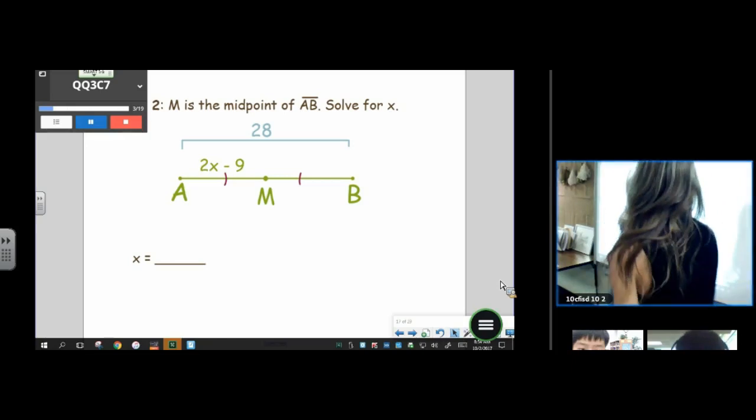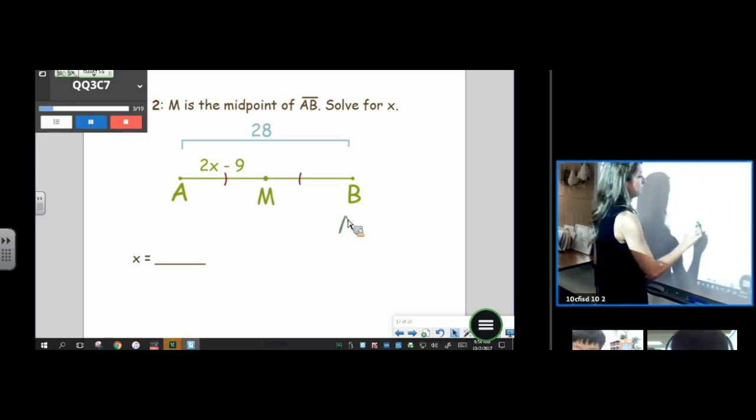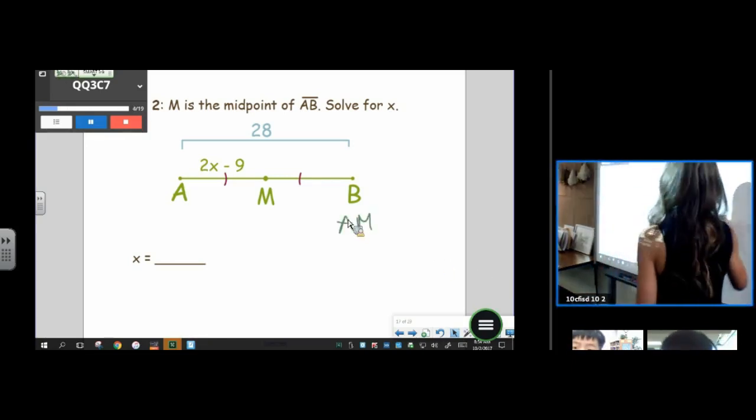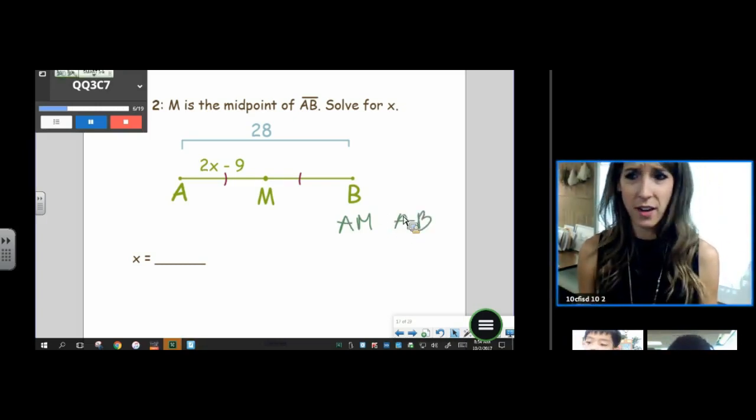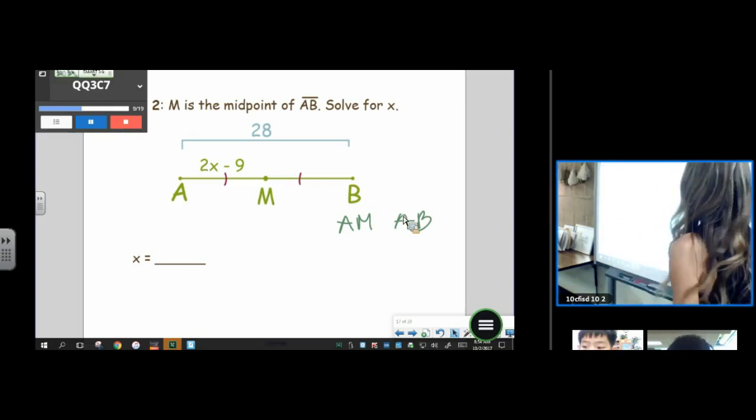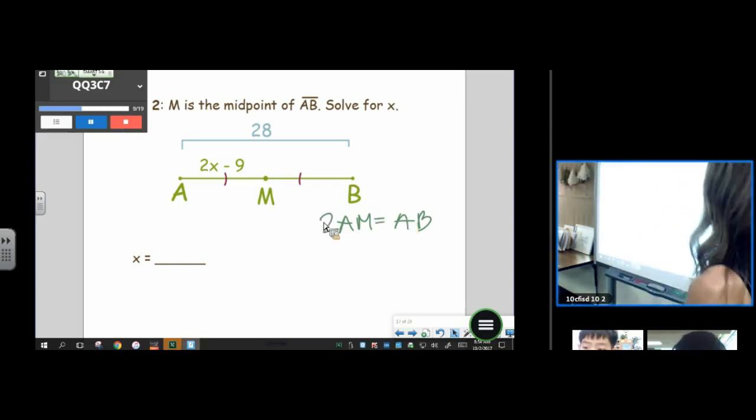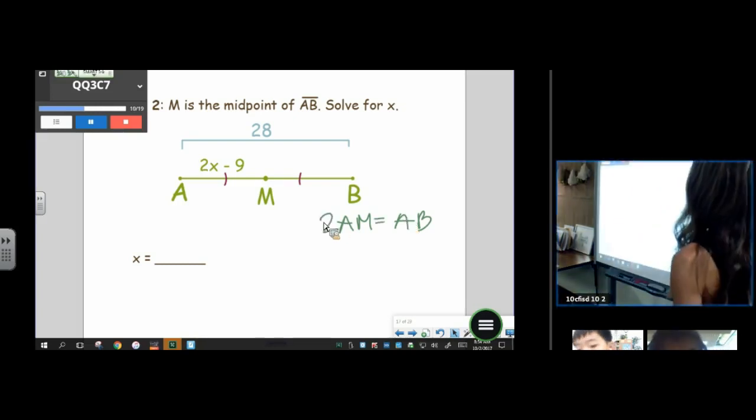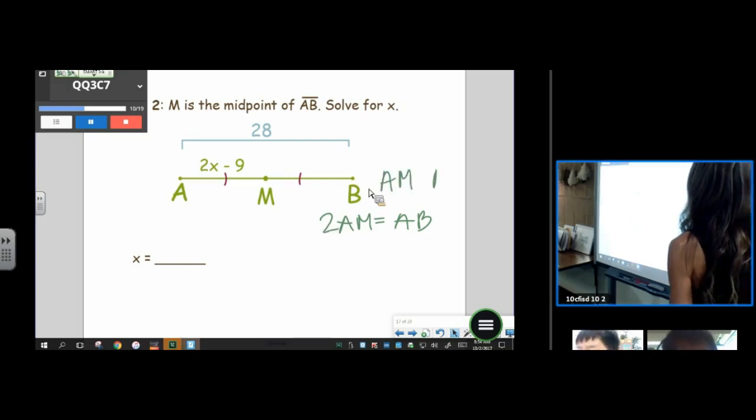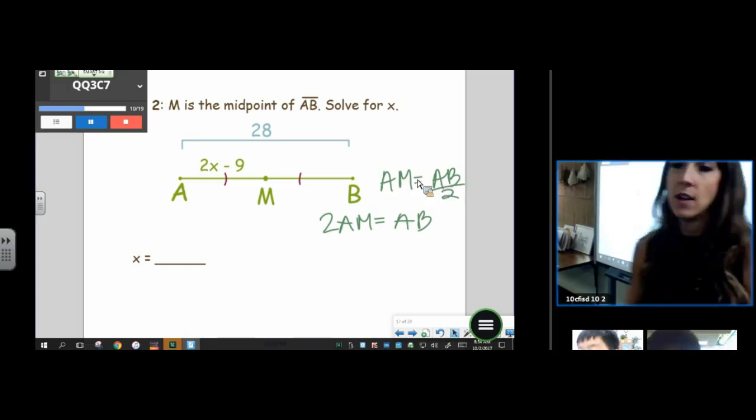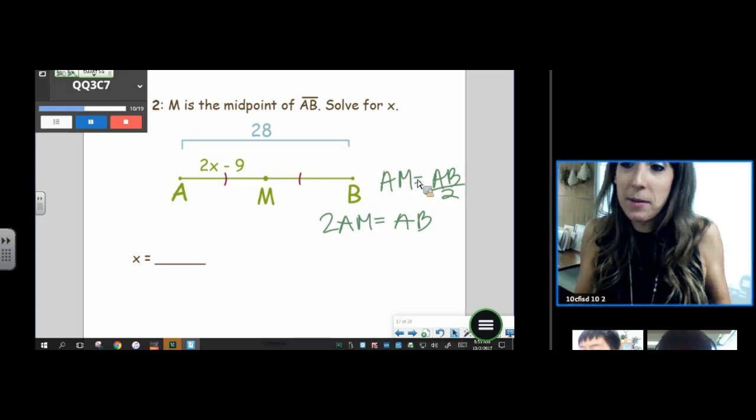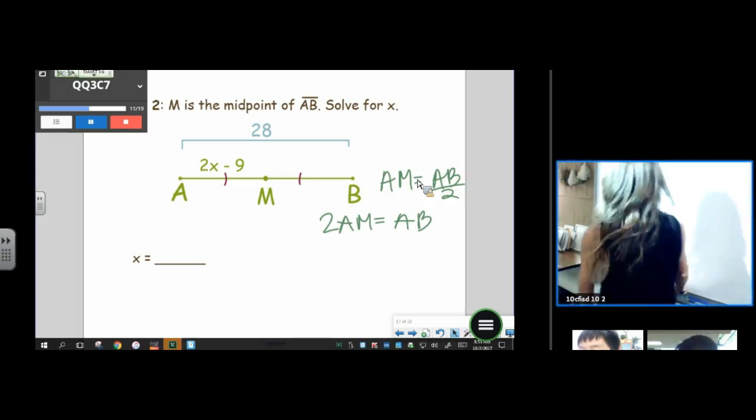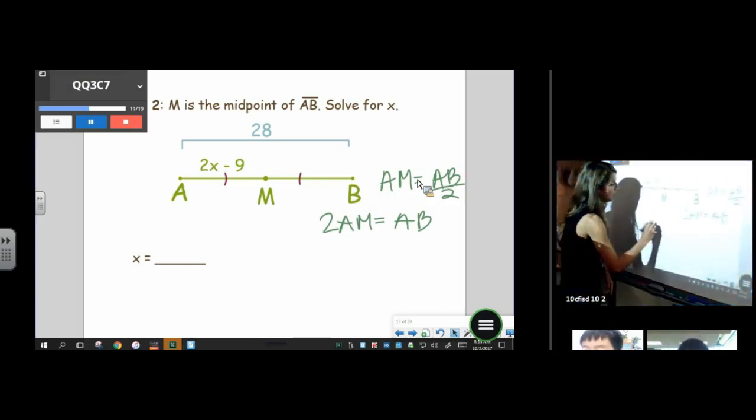So we were given AM. And we were given AB. Those do not equal each other. So remember, we have two choices. We can double AM, or we were given AM and AB, we can half AB. So you double the smaller one or you half the larger one. I like working with smaller numbers, so I'm going to half the larger one.